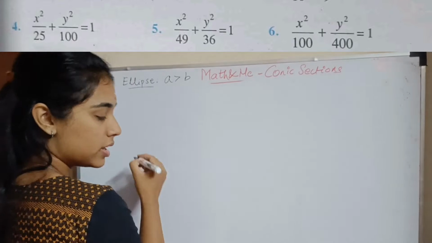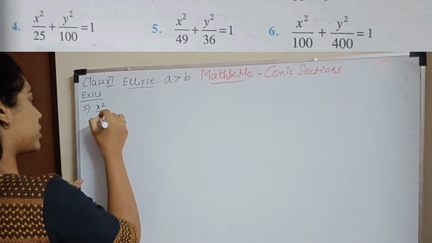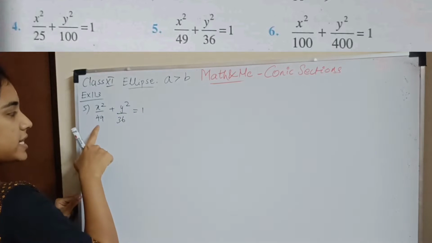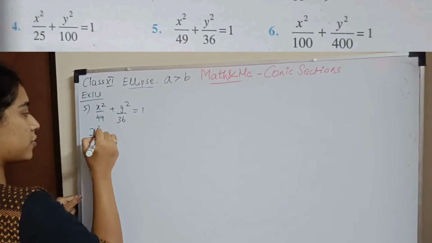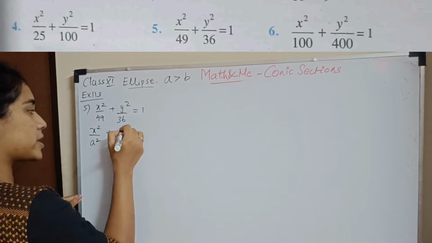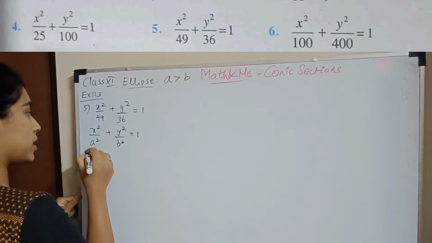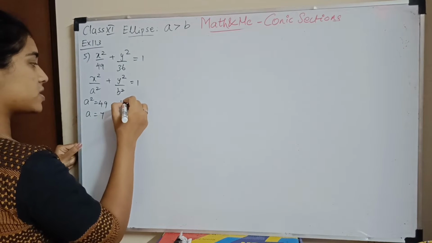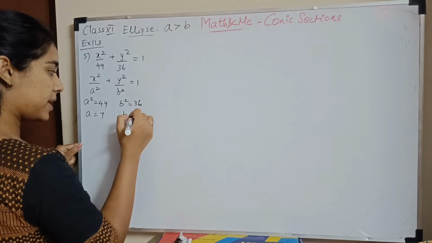Question number 5. x square divided by 49 plus y square divided by 36 equals 1. a square is greater than b square. So the general form is x square by a square plus y square by b square equals 1. a square equals 49, a equals 7. b square equals 36, b equals 6.